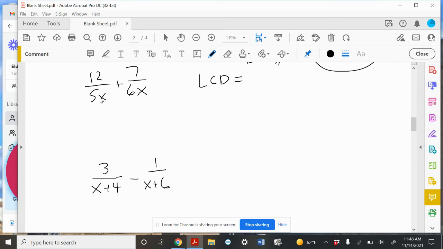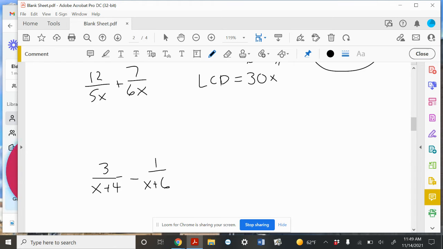The only thing that's common between the two is 30. They both go into 30, which is the lowest number they go into. And then I have one x needed here, and I have one x needed here. So that would just be x, because they both just need a single x. And so that would be my common denominator.